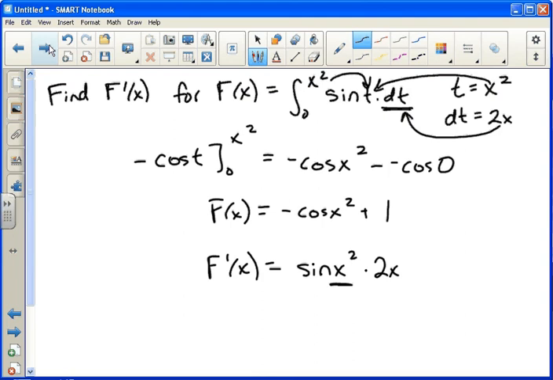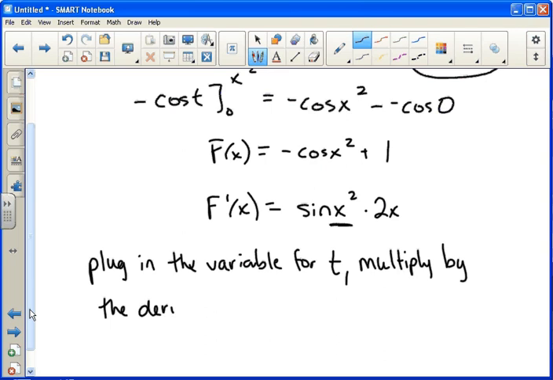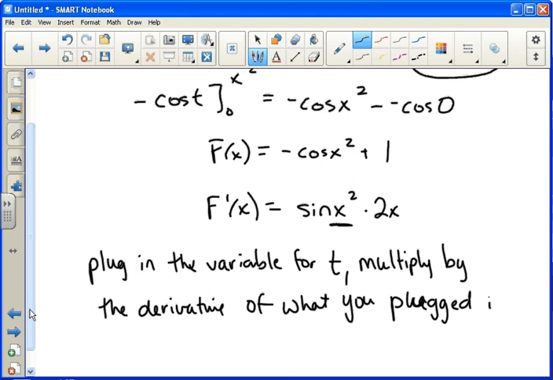So for these, there's two steps. Plug in the variable for t, and then multiply by the derivative of what you plugged in. And this really only matters if you're plugging in something other than x. It still holds true if you're plugging in x, because the derivative is just 1. But mainly this is something to focus on when you're plugging in something other than just x. So I'm going to give you a couple more examples of those.